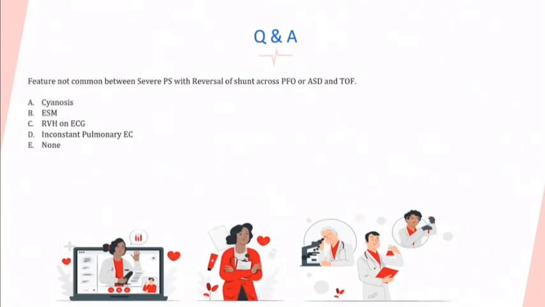And the feature that is not common between severe pulmonary stenosis with shunt reversal across PFO-ASD and TOF would be the inconstant pulmonary ejection click. So the inconstant pulmonary ejection click is expected only with pulmonary stenosis, with or without shunt reversal. In TOF, it is the inconstant aortic ejection click that we expect. This is it, sir. Thank you.